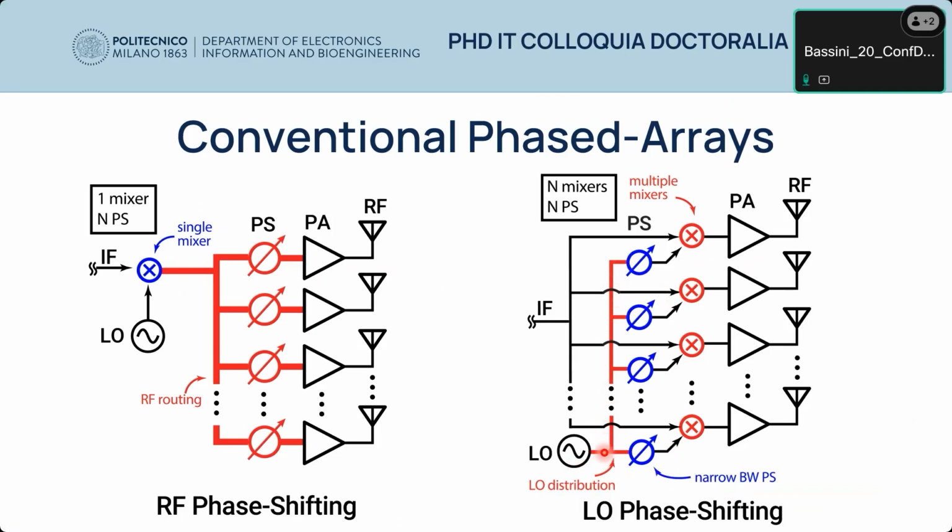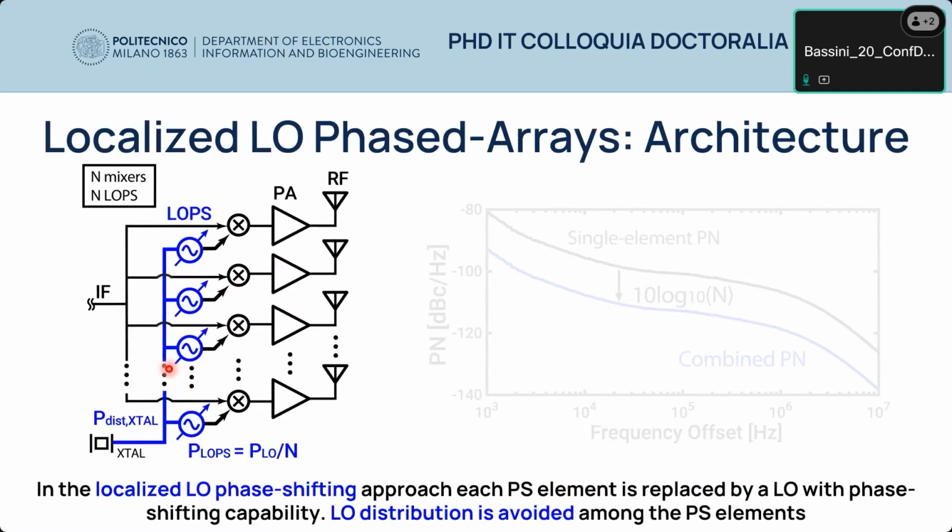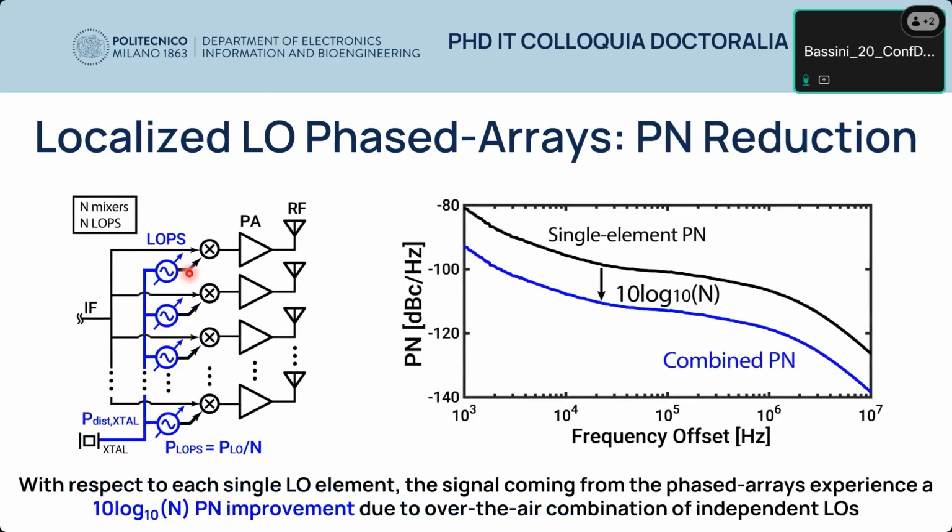For this reason, we try to improve this architecture, and we ended up with the localized LO phase array approach. Instead of using a phase shifter in the local oscillator path, we replace it with an LO phase shifting element, which basically is an array of digital PLLs with phase shifting capability, each of them connected to the same reference clock. In this way, the only signal that needs to be routed to each of the elements is the reference clock, which is a signal with low frequency and easy to distribute. Furthermore, each of the elements being independent with uncorrelated phase noise, the over-the-air combination of these signals leads to an improvement of the phase noise by N, where N is the number of cores employed.